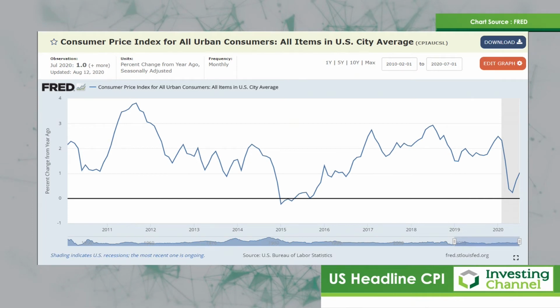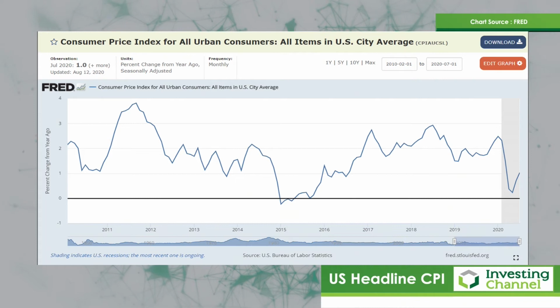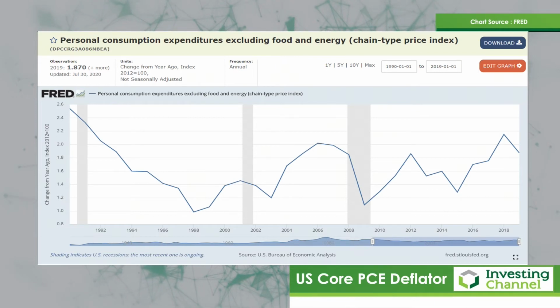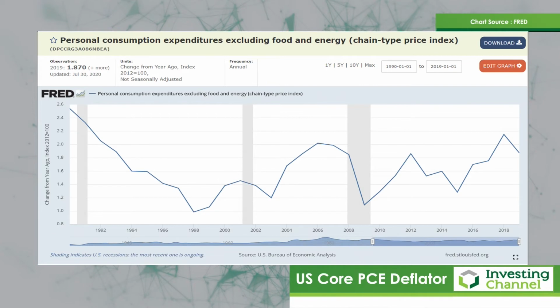But moving on, the Fed actually doesn't target headline CPI. So my second chart is what they basically look at in terms of, are we achieving what we want to? And that's the core PCE deflator. Now, here the picture looks less good.